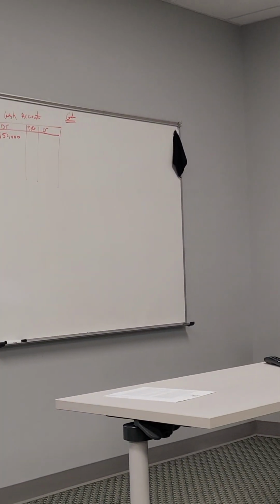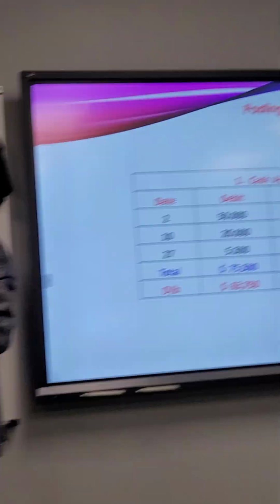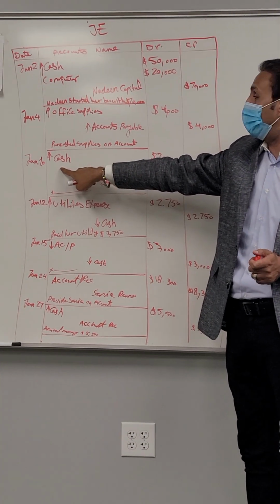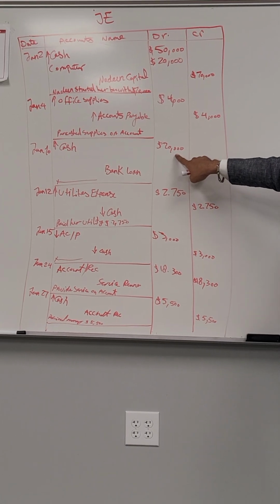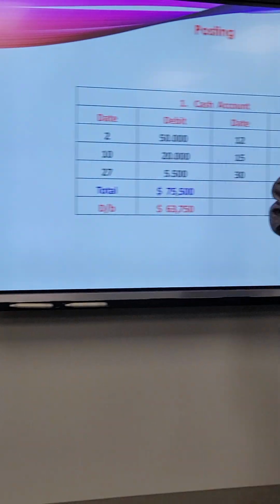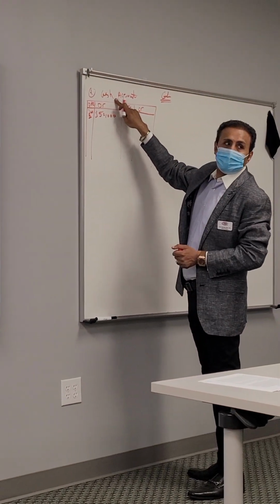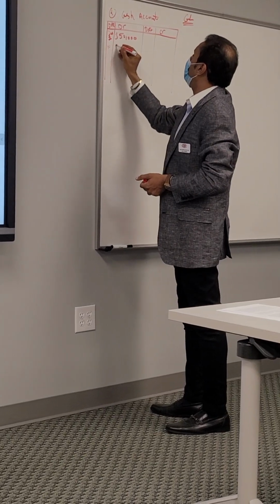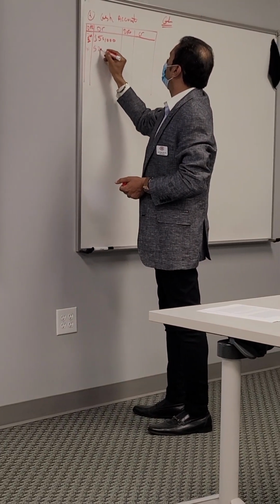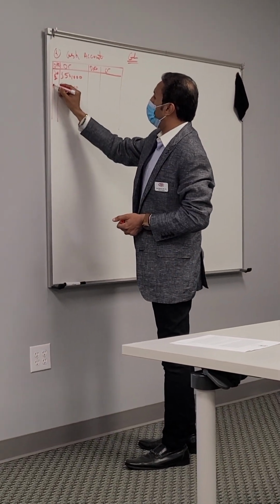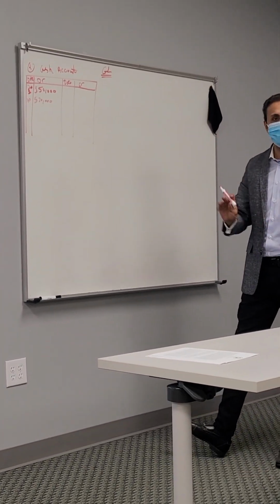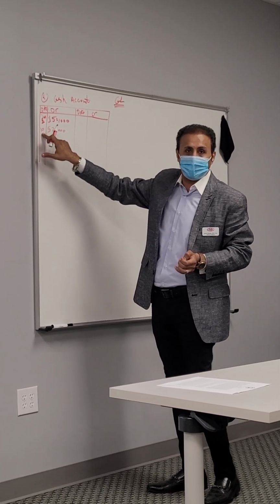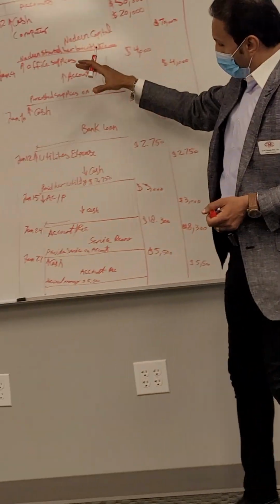Next, we have to look further. Is there cash in Jan 4? No cash. Okay, we have cash in Jan 10. Cash here in the debit side, right? How much in the debit side for the cash? $20,000, right? So go there and record under the cash account, date Jan 10, $20,000. Jan 10, $20,000. Easy? That's it. Debit. Okay, continue.